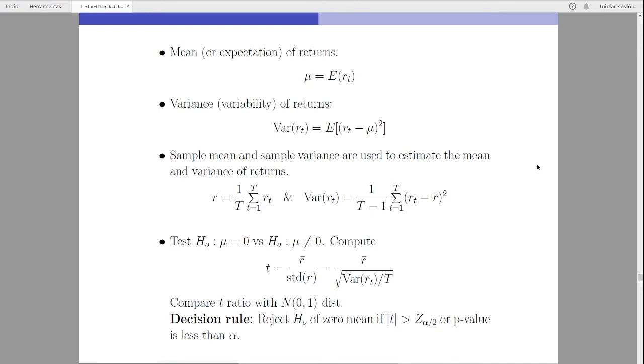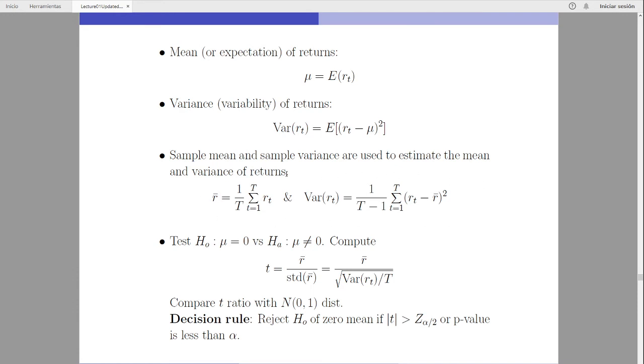If we have a random variable of logarithmic returns, we have the mean mu, and the variance var, which we could call sigma squared as well, but well, it's only notation. So mu is the expectation or the mean of the variable, and the variance is the second moment of R_t minus the mean. Now, in order to do better estimates, we're going to be using sample mean and sample variance instead of regular mean or regular variance.